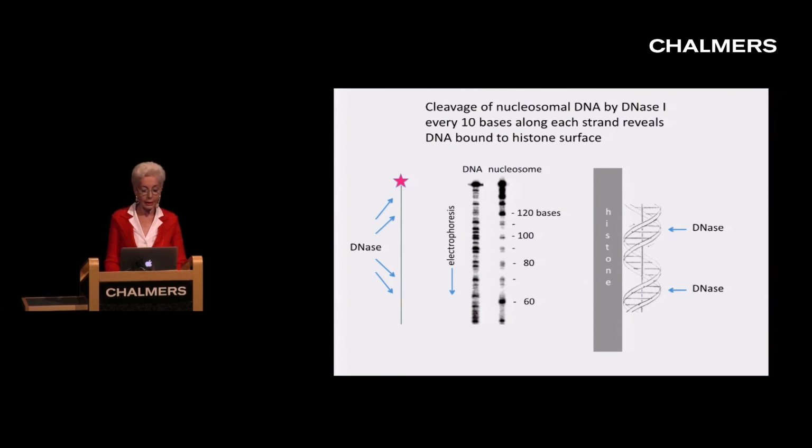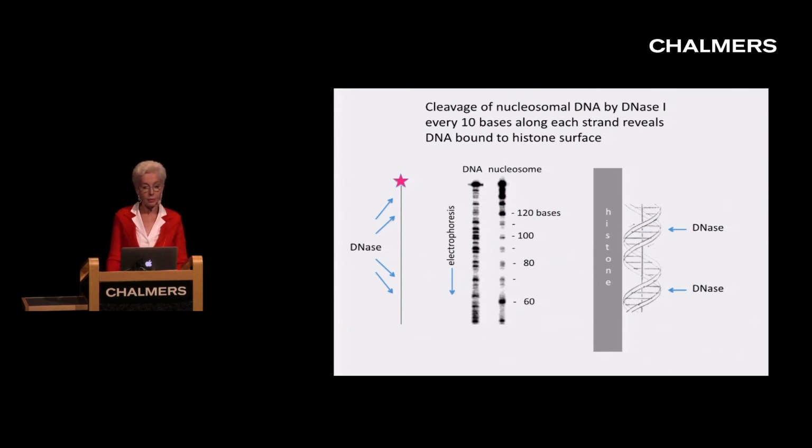The column labeled DNA is the pattern produced by digestion of naked DNA. Cleavage occurs more or less at random, with some cleavage sites favored due to the preference of the enzyme for digesting some DNA sequences. The column labeled nucleosome is the pattern produced by digestion of the DNA in the nucleosome. The fragments are multiples of 10 bases. A straightforward explanation is shown in the diagram.